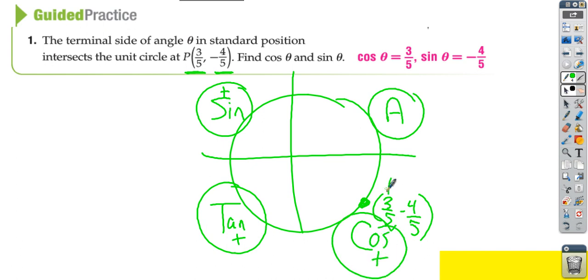So notice this is the cosine, that's the x, and it's positive there. This is the sine, that's the y, and it's negative there. It should be negative because in the fourth quadrant, you are below the x-axis. Here's the x-axis right here. If you go below that, your y values are going to be negative, and that makes sense. And there's sine being negative. That's what we'd expect in that quadrant.